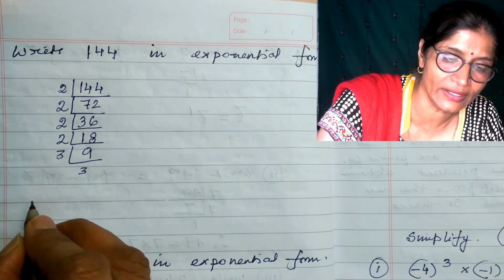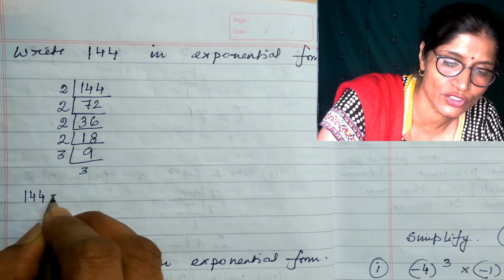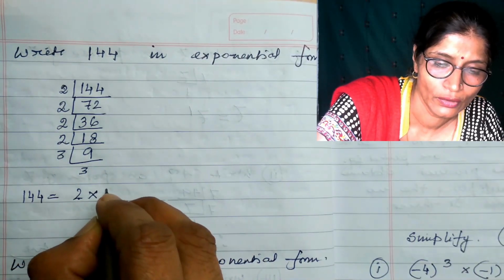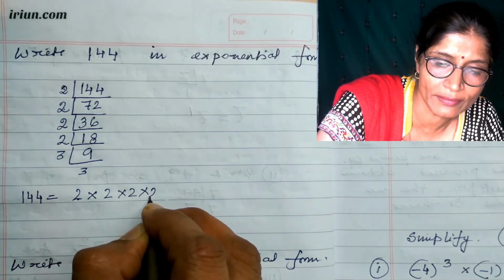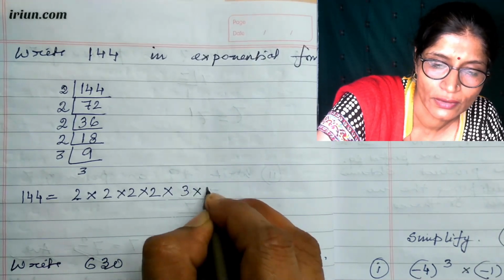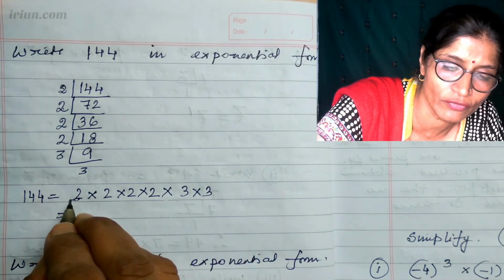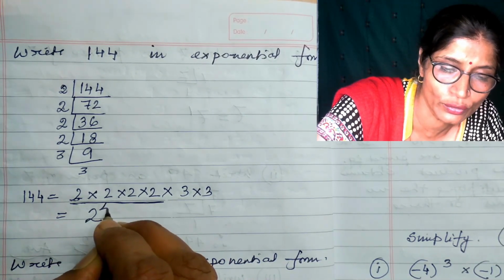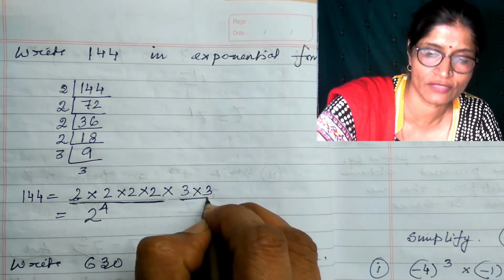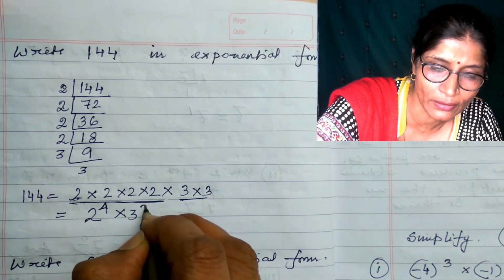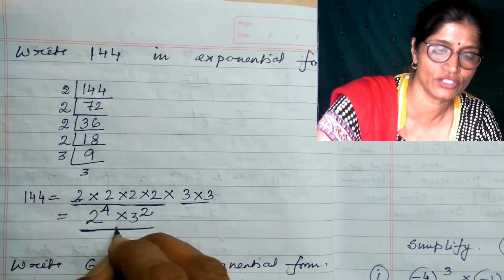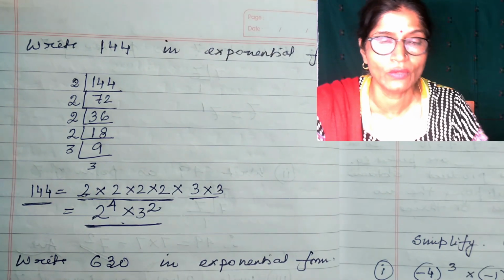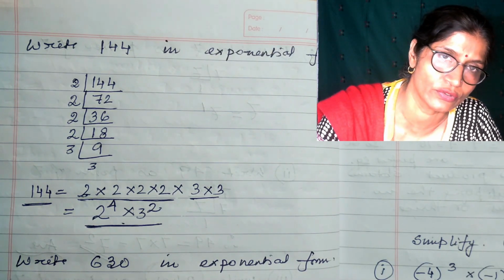So what I can write, that 144 is actually equal to 2, how many times? 1 2 3 4. So 4 times, and 3 for 2 times. So exponential form of this 2, how many times? 4 times. So I can write instead of this whole 2 to the power 4. And this 3 appears for 2 times, so into 3 to the power 2. So that is the exponential form of 144. So exponential form of 144 is equal to 2 to the power 4 into 3 to the power 2.